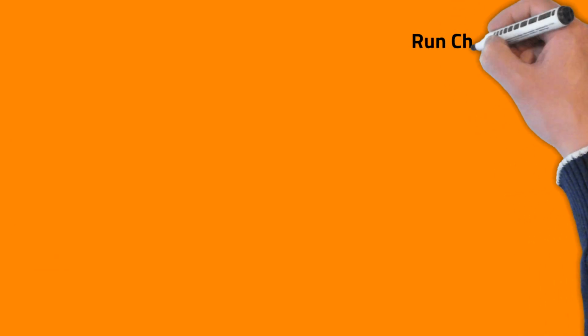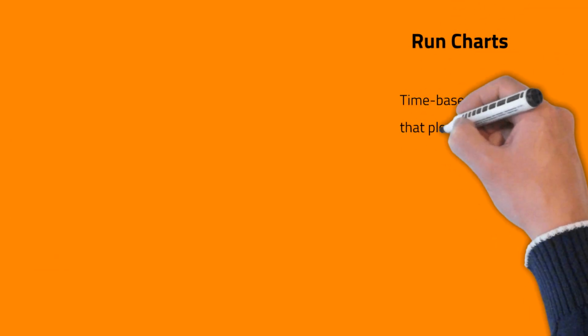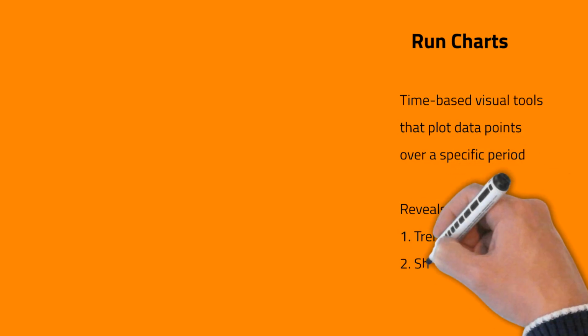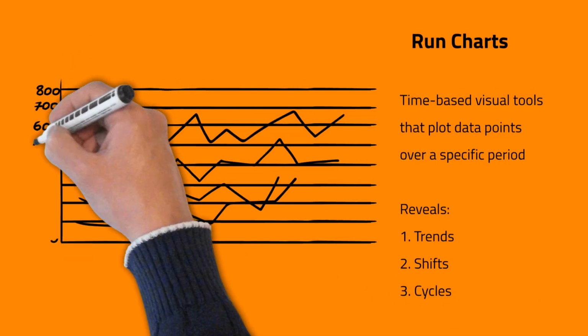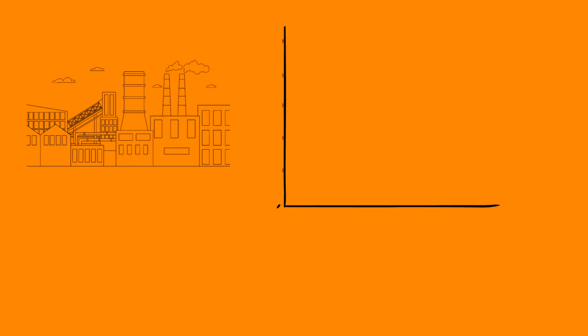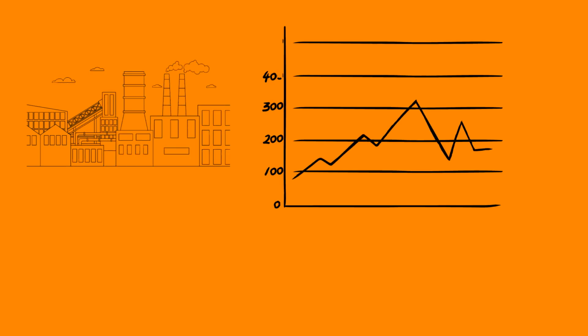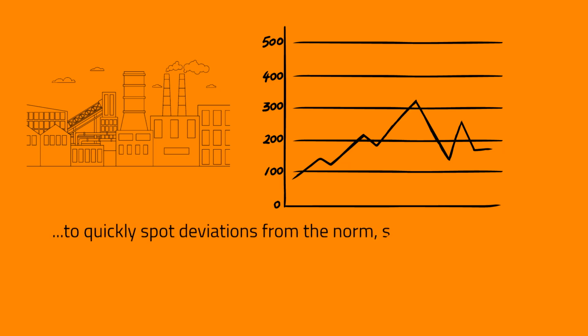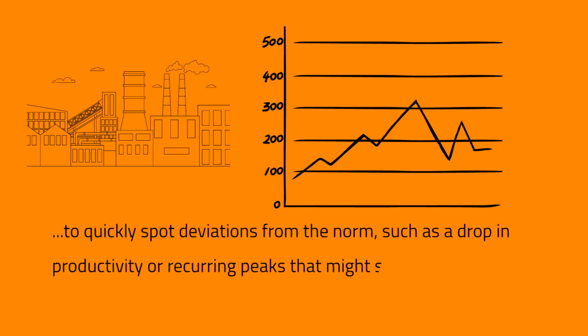Run charts are time-based visual tools that plot data points over a specific period, revealing trends, shifts, or cycles within a process. They are especially useful for tracking performance and identifying patterns that may indicate areas for improvement. For example, a manufacturing plant uses a run chart to monitor daily production output, allowing them to quickly spot deviations from the norm, such as a drop in productivity or recurring peaks that might suggest inefficiencies or equipment issues. Together, these data collection techniques help Six Sigma teams gather the right information, enabling accurate analysis and informed decision-making that drives process improvements.